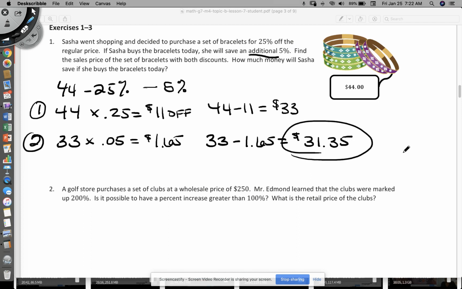So this is how much she's going to pay because she showed up on that special day. And again, if you did this on a calculator, you did 44 times decimal 30, thinking you could add these, you're not going to get this. All right, it's a little bit higher. All right, let's look at this golf store here. I'm going to pull this up.